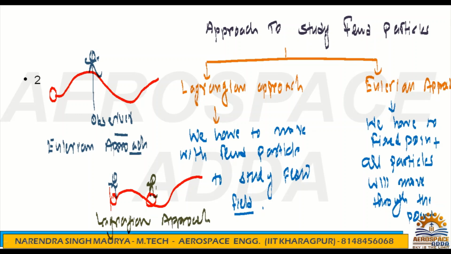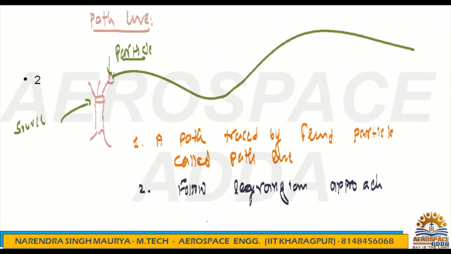All right, these two approaches, hope this one is clear. So for now you can self-identify what is the path line. I told you path line: a path traced by the fluid particles is called a path line.